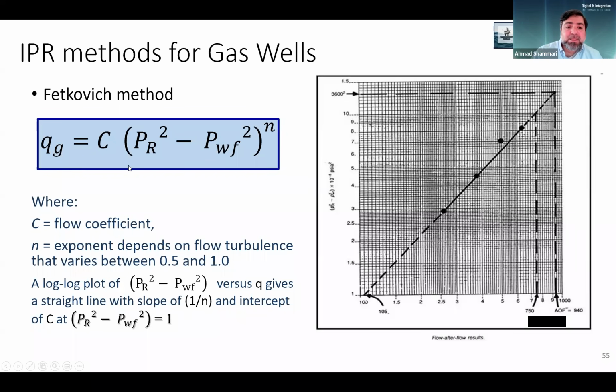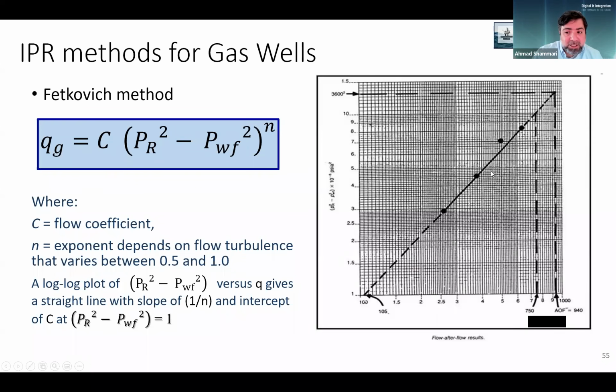So now, this is the equation. This is what we are going to use to construct our IPR curve from Fitkovich multi-rate test. So we have C, which is the flow coefficient. C is found from extending the straight line until the value of 1, P reservoir square minus PWF square. N is exponent that depends on the flow turbulence that varies between 0.5 and 1. And the log plot of P reservoir square minus PWF square versus Q gives a straight line with a slope of 1 over N.